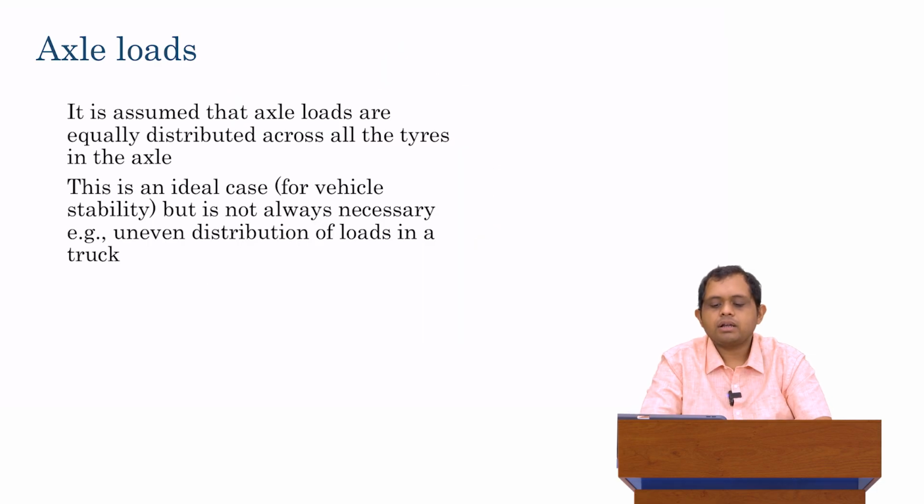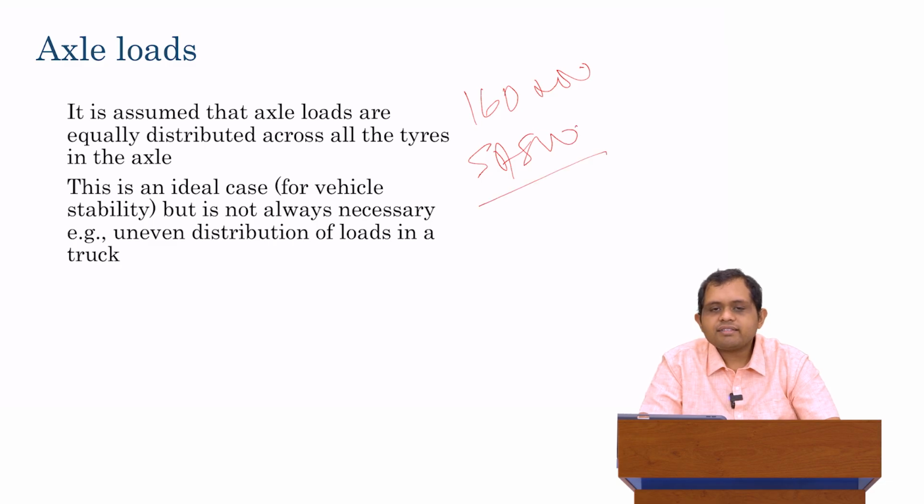Now, one important assumption is, generally in pavement engineering, we assume that axle loads are equally distributed across all the tires in the axle. That is, suppose I have a gross vehicle weight, for example, of 160 kilonewtons, and I have two axles, each of SASW type. So totally, if I have two SASW axles, each SASW axle has two tires, and so totally I have 2 into 2 is equal to 4 tires. And so I assume that each tire is carrying 160 by 4, which is equal to 40 kilonewtons.